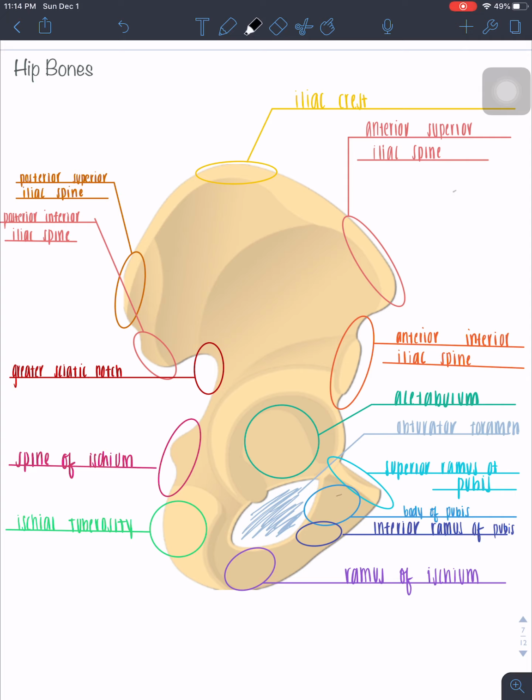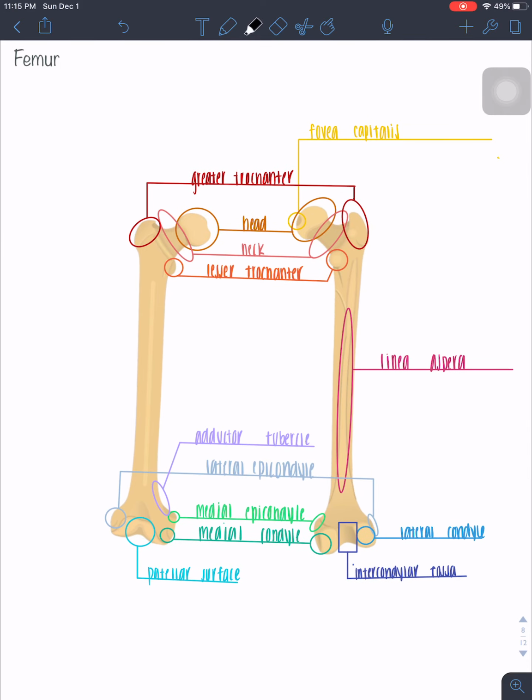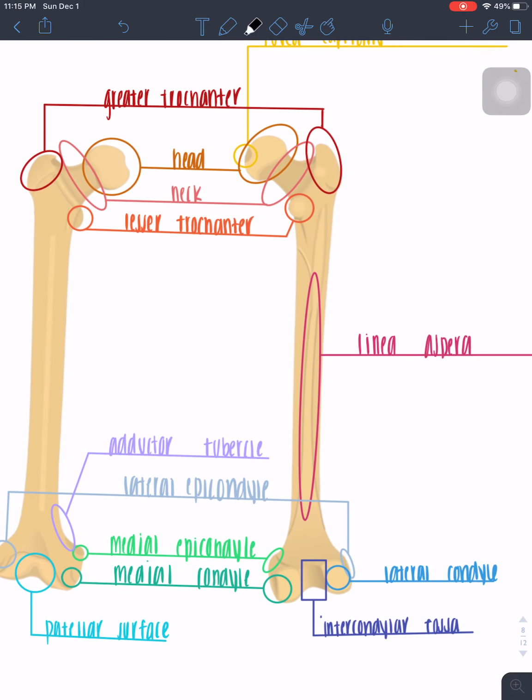Next is the ischial tuberosity right here. And there's the spine of the ischium. For the hip bone, that is it. And we move on to the femur.